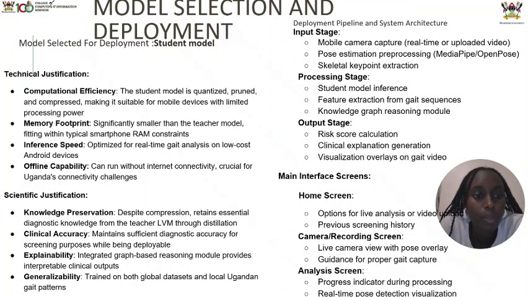Then two, we have memory footprint, significantly smaller than the teacher model or the parent model, fitting within typical smartphone RAM constraints, similar to the previous one. Then its inference speed, which is optimized for real-time gait analysis on low-cost Android devices. And then we have its offline capability, of which it can run without internet.